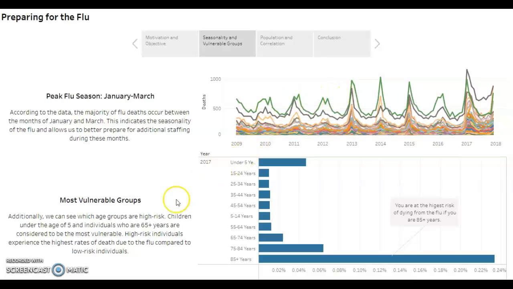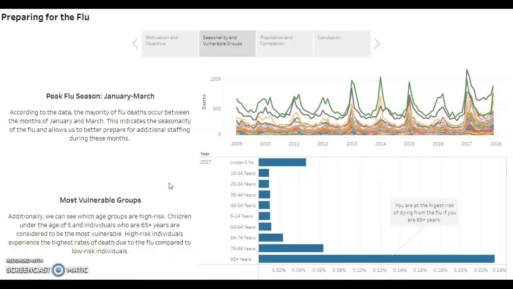Next, we looked at which groups were the most vulnerable. Looking at the bar graph, we see that children under 5 and individuals 65 years in age or older are most susceptible to flu-related illnesses and flu-related deaths. Additionally, if you are 85 years of age or older, you are almost 4 times as likely to die from the flu than the next group.